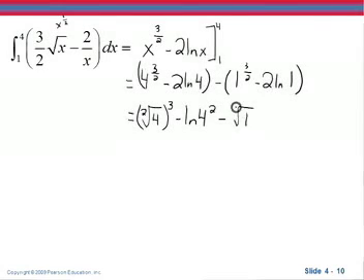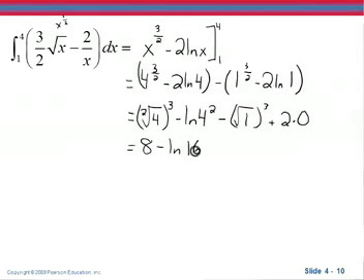And then of course we have the square root of 1 cubed minus, or plus, because it's minus negative, plus 2 times the natural log of 1, which is 0. So I do the square root of 4 is 2, and 2 cubed is 8, minus the natural log of 4 squared, which is 16, minus the square root of 1 is 1, 1 cubed is 1, plus 2 times 0, which is 0, and that gives us 7 minus natural log of 16.